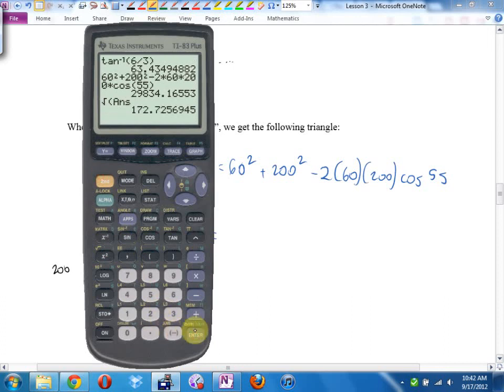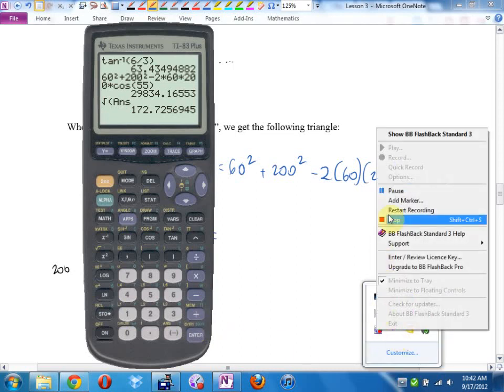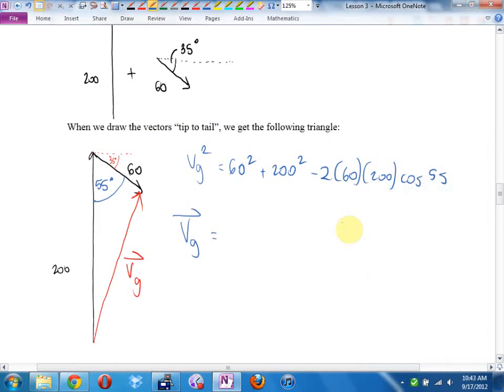And square root. I get 172.72, and so on. 173 to 2 or 3 sig figs. You didn't get that? I didn't get 29,000, I got 26,000. Okay, hang on, don't clear your calculator. Continue. I'm going to write 173, but I'm going to keep the big decimal value on my calculator because I'm going to be using that later, because that's the magnitude.